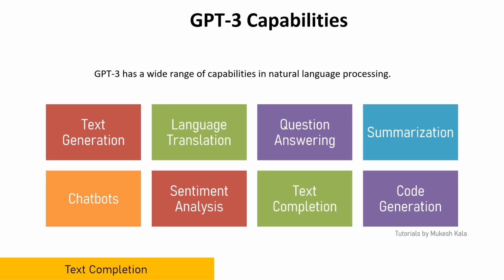Text completion can complete sentences and paragraphs in a natural way, making it useful for tasks such as auto completion or predictive text, right? And code generation can generate computer code in a variety of programming languages, which has potential application in software development and automation. These are just a few of the capabilities of GPT-3. Because of its flexibility and ability to adapt to new tasks with minimal training, there is a lot of potential for GPT-3 to be used in a wide range of applications in future.